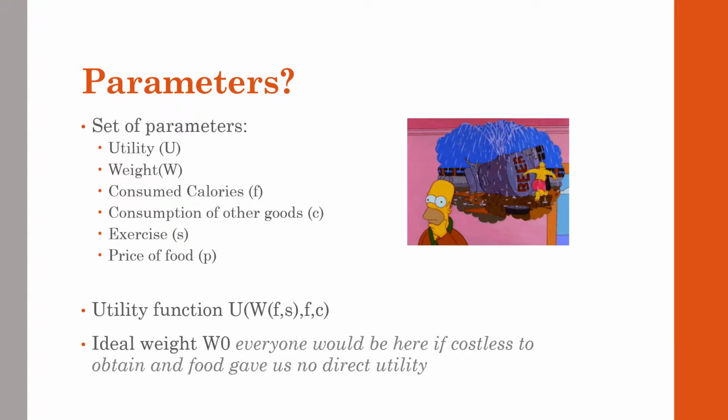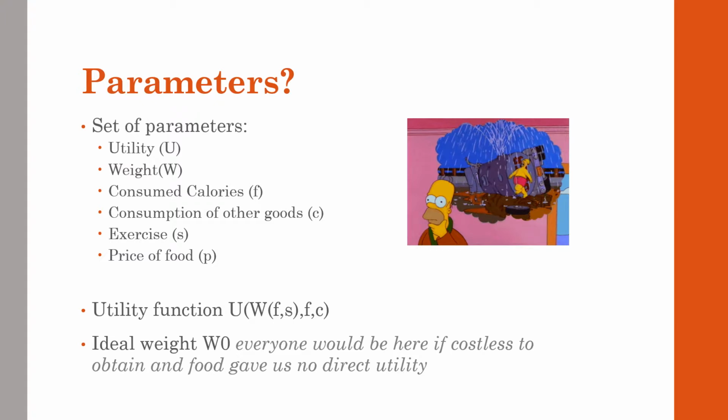Now within the neoclassical model we begin with a set of parameters, and these are utility, weight, consumed calories, the consumption of other goods which aren't food, so anything like bikes, computers, consumer goods, etc., exercise, and the price of food.